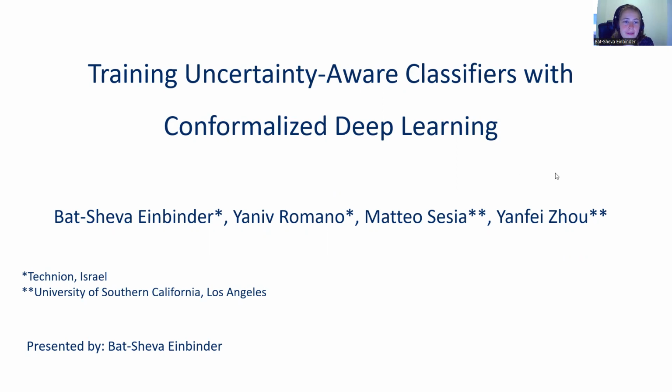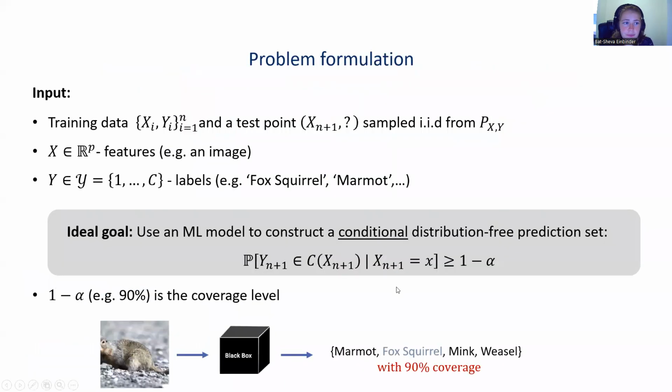Training Uncertainty-Aware Classifiers in Conformalized Deep Learning. The goal of this paper is to introduce a new learning technique that, in combination with conformal prediction methods, leads to machine learning models with approximate conditional coverage. In order to understand our suggestion, I will give some background on conditional coverage and conformal prediction.